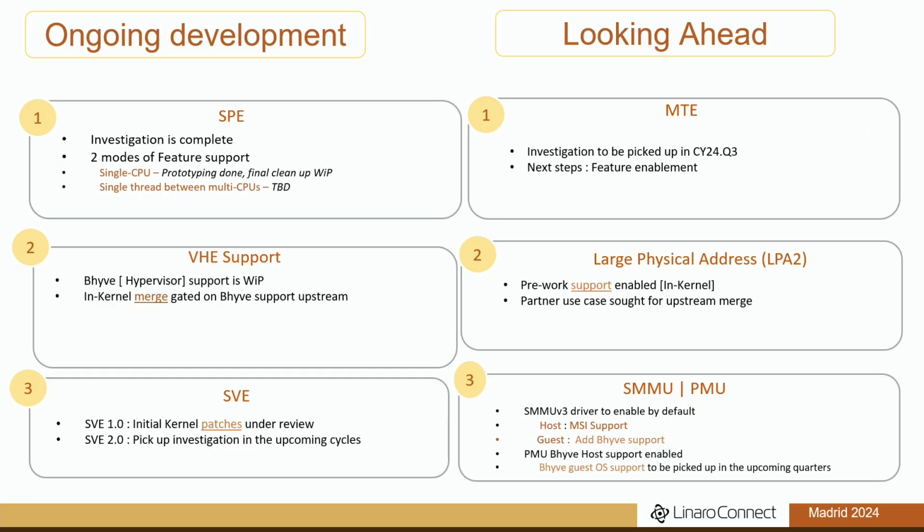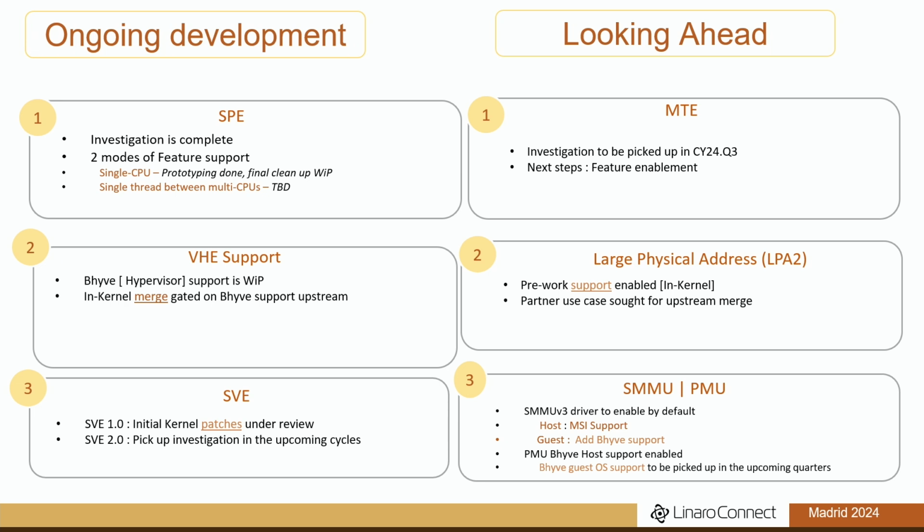All right, now what's happening in terms of the development pipeline? So in terms of ongoing development, we have the statistical profiling extension, that's SPE, for which we have finished investigation work. Now for this, there are two modes of feature support. One is the single CPU, for which we have finished the prototyping. It's in final stages of cleanup, so hopefully this should expedite the upstream merge into the FreeBSD kernel. And then you have the single thread between multiple CPUs, which is yet to be explored.